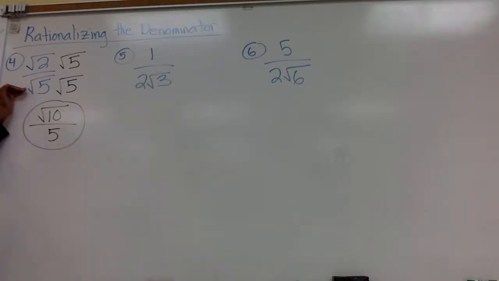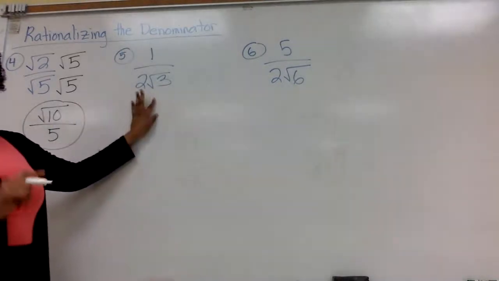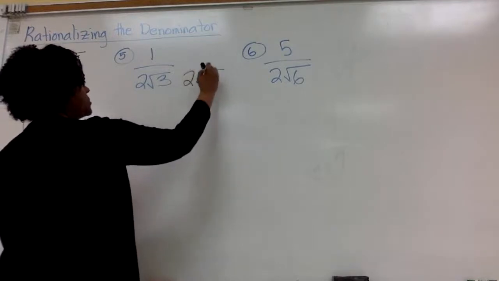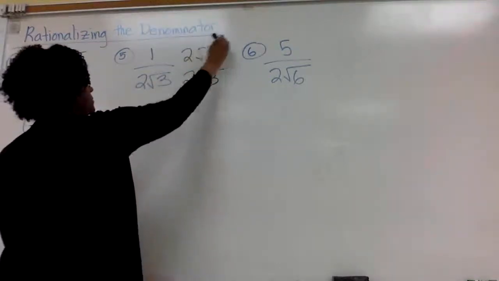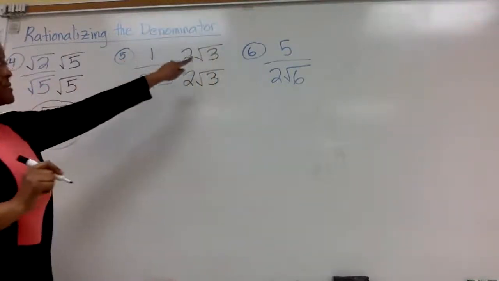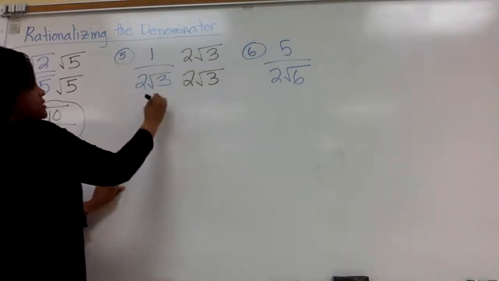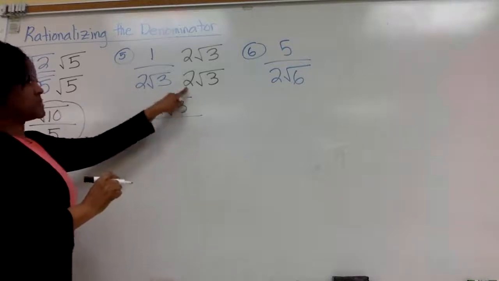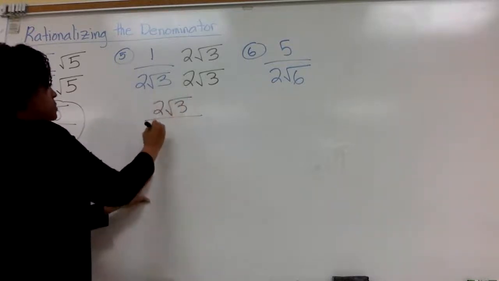Again, if you need that intermediate step, there is nothing wrong with that. The square root of 5 times the square root of 5 is the square root of 25. And the square root of 25 gives us 5. Problem 5, a lot of 5s there. So problem 5, we're going to multiply top and bottom by 2 square roots of 3. 1 times anything is itself. So that gives me 2 times the square root of 3. 2 times 2 is 4.